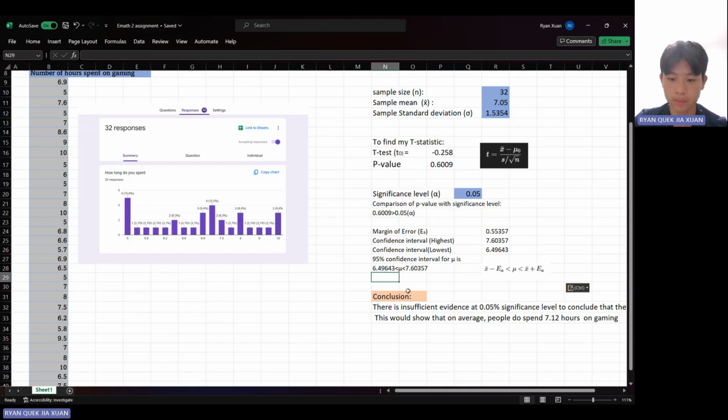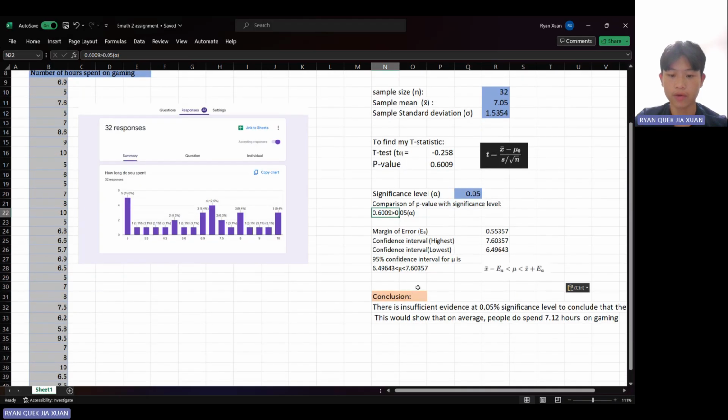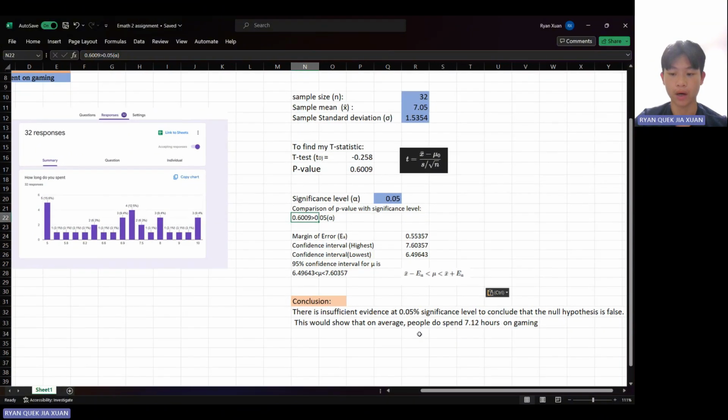highest value. In conclusion, since our p-value is larger than the significance level, and since the claimed number of hours spent on gaming in a week is within the 95% confidence interval range, we can therefore conclude that there isn't enough evidence to show that people spend more than 7.12 hours playing video games in 1 week. Therefore, I have failed to reject the null hypothesis, hence showing that on average people do spend 7.12 hours on gaming.